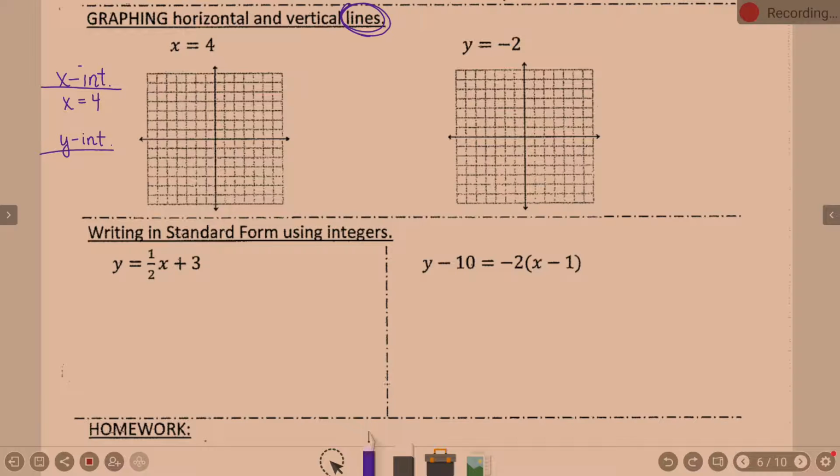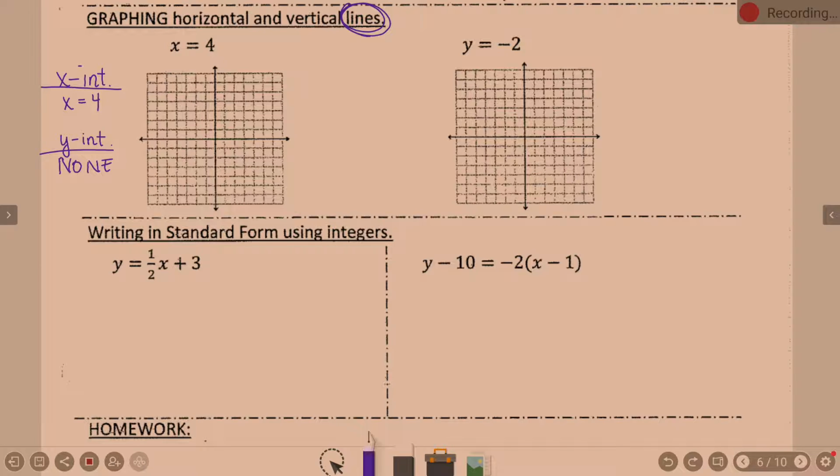Now, if there's no y, what does that mean about the y-intercept? 0? No. If there's no y in the problem, then there's no y-intercept. Now, 0 is a number. 0 is a point on my graph. I don't want to say 0. I'm going to say nothing.